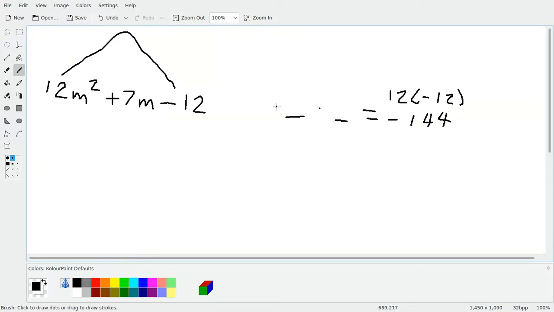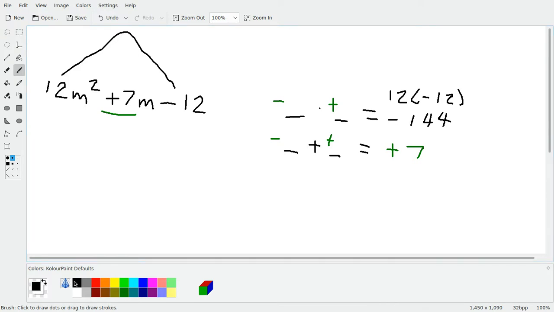Our goal is to now find two numbers that when you multiply them equal negative 144. Those same two numbers, when we add them, we want to equal this number in the middle, a positive 7. Notice that since the two numbers multiply to equal a negative, one of the numbers has to be negative, the other number has to be positive. Since the numbers add up to a positive 7, the larger number must be positive.